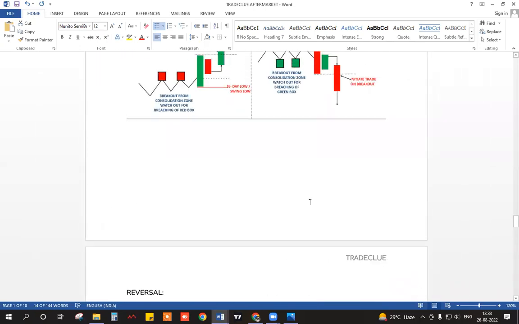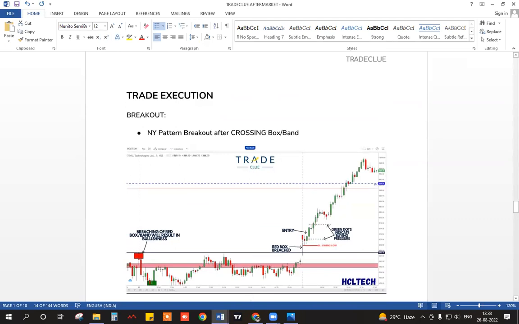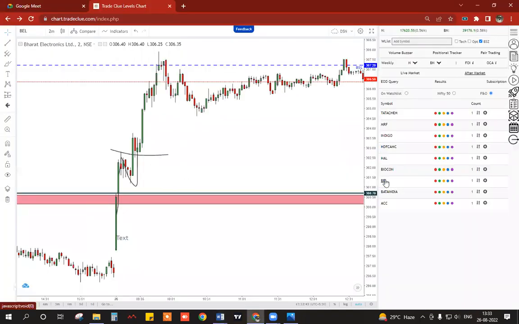So execution pattern is a must to understand your candlestick patterns. NY pattern, breakout for crossing the box and band. Same way I got BEL from my list. So this is pre-market basis only I'm getting the stock. So Tata Chemical, BEL, Biocon, which did not open gap down, so that we can avoid HAL. There was no red box or green box.